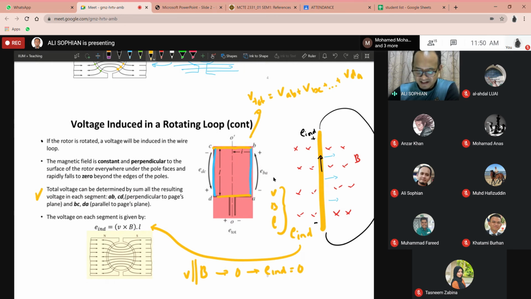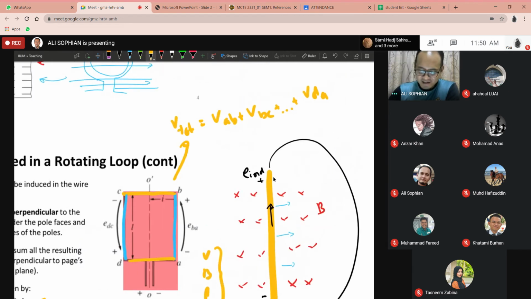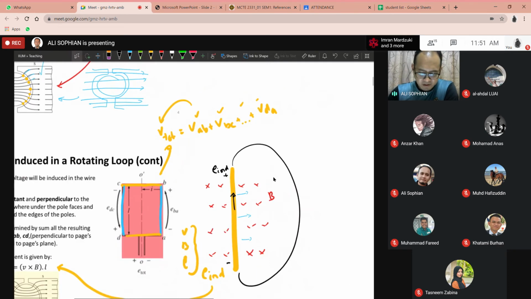I hope you can read my handwriting. The total voltage is VAB plus VBC plus VCD, and then plus VDA, all the 4 segments. So now we want to calculate one by one, and after we know each of these voltages, we can find the total voltage simply by summing all of these up. That's what we are going to do.